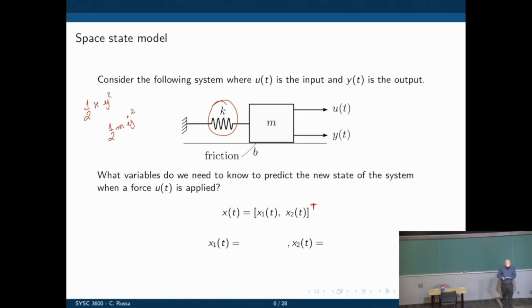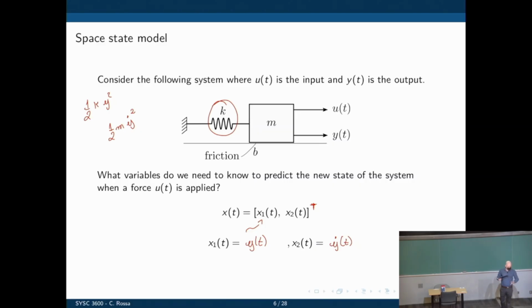So let's define our first variable here as y of t. That is the position of the mass. Let's call that x1, and x1 is the first element in the vector x. And then the second one is simply y dot of t. That's the speed of the mass.